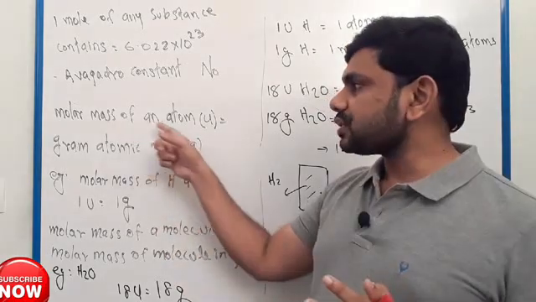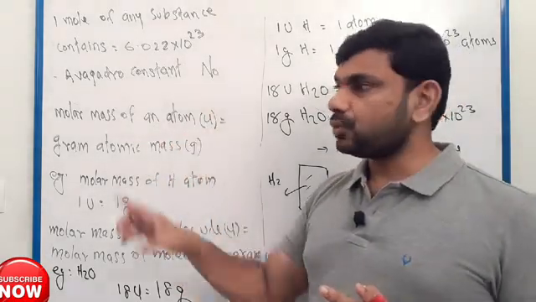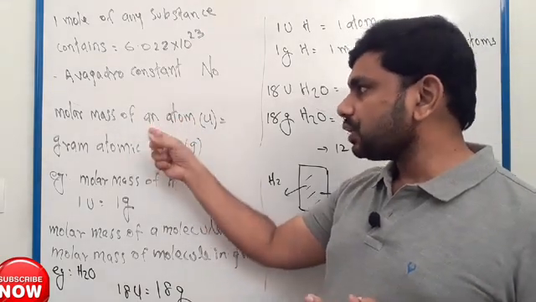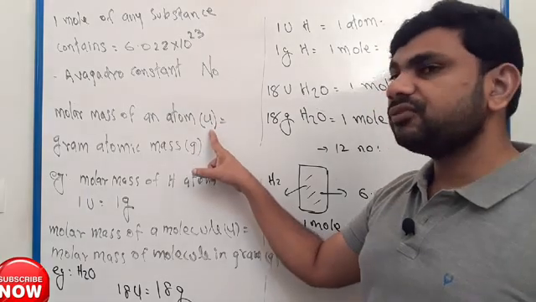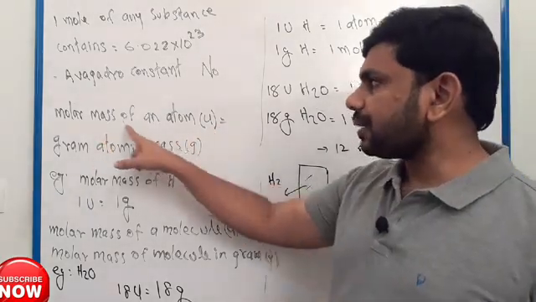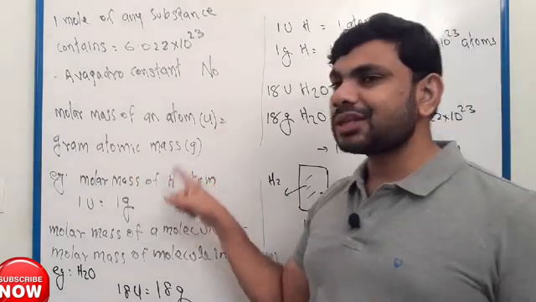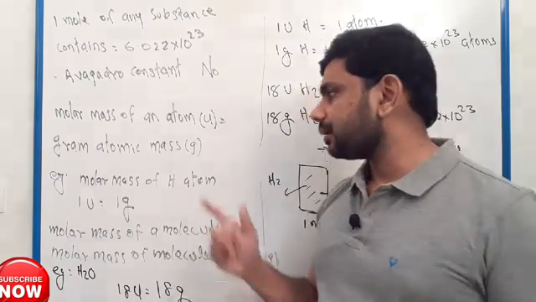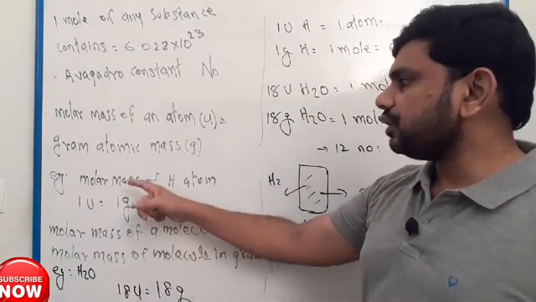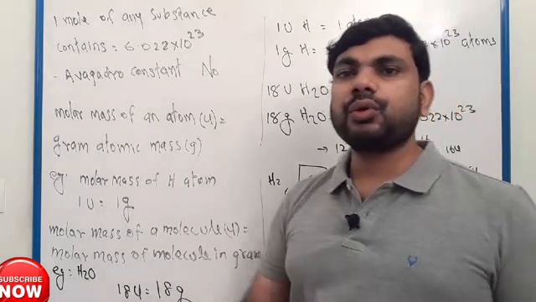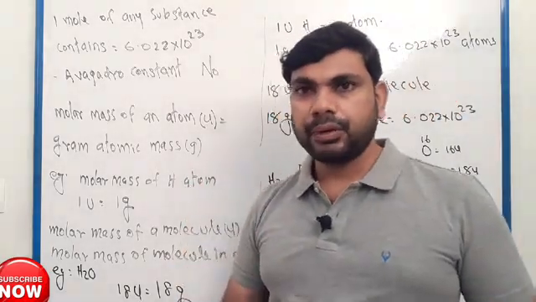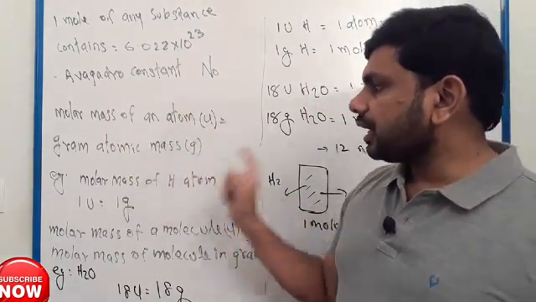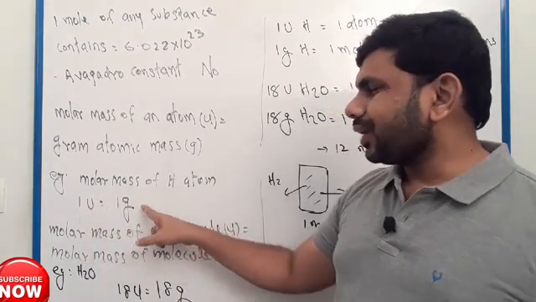We know molar mass of an atom means atomic mass. The unit of atomic mass is U, unified mass. So molar mass of an atom equals gram atomic mass. Gram atomic mass means atomic mass in gram. For example, look here, the mass of hydrogen is 1. So according to this we can say 1 U equals 1 G.